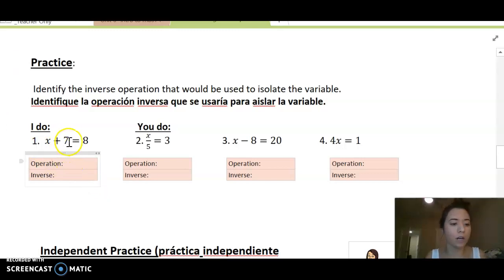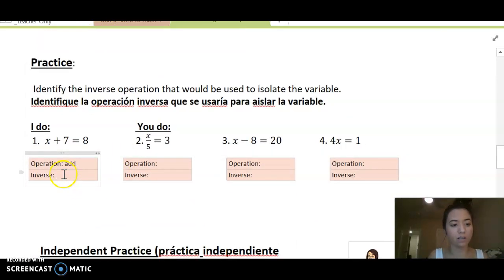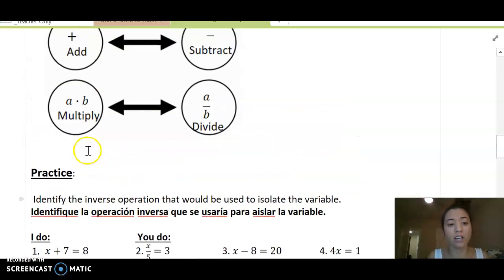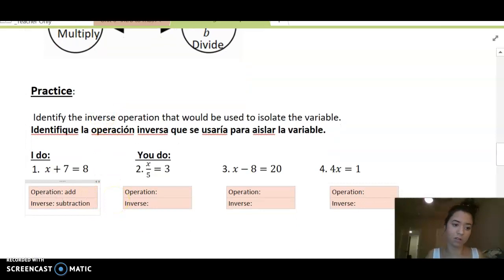So my current operation happening is, well, with my variable, I have a plus 7. I have a positive 7 with it. So I'm going to say add. And then in order to get rid of add, I need to subtract. So again, right now with my variable, I have a plus 7, a positive 7. So my original operation is add. In order to get rid of addition, the inverse is subtraction. Okay. Pause me. Take a minute to do these next three and then unpause me. Go ahead and start now.